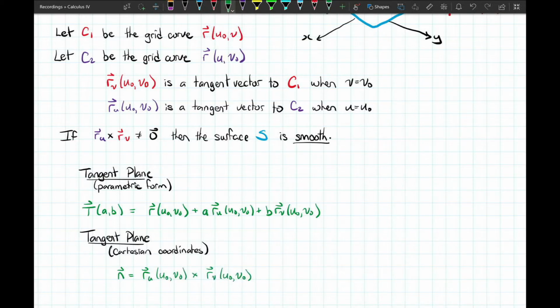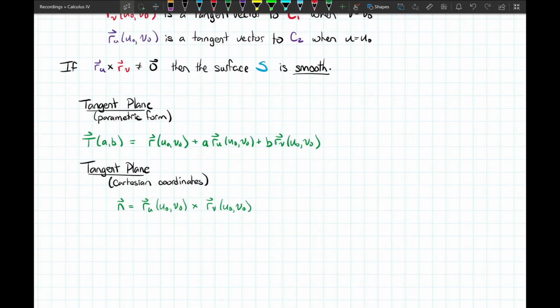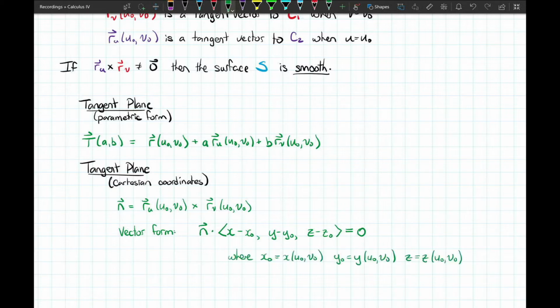As long as we have a normal vector, then we can give an equation for the tangent plane in vector form. The vector form for the tangent plane is to take that normal vector and dot product that with the vector x minus x naught, y minus y naught, and z minus z naught. And here, x naught, y naught, and z naught is the point that we get when we plug u naught, v naught into our parameterization. If we want to expand out that dot product, then we can get this tangent plane in terms of a nice equation with x, y, and z. Let's try that out with a quick example.